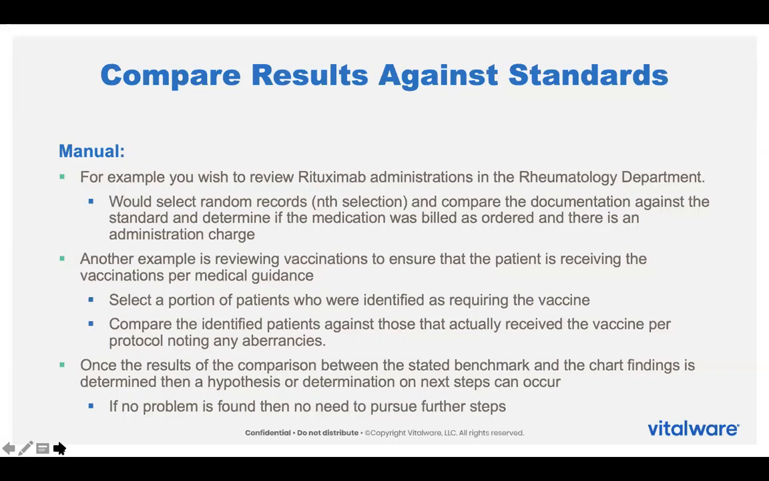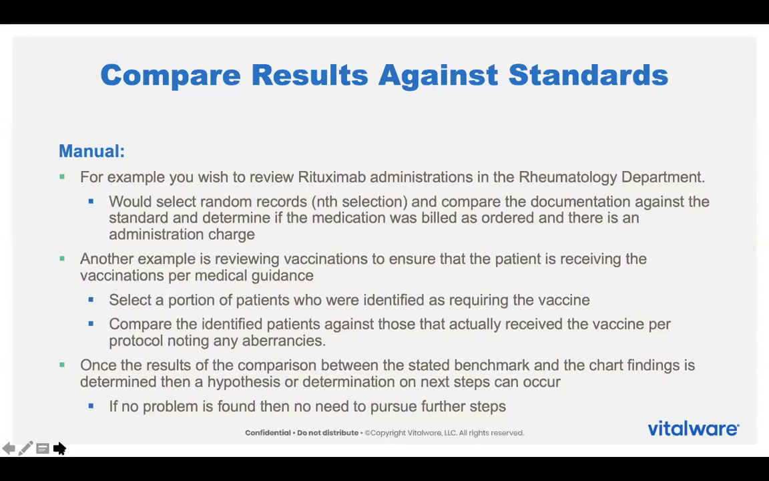You're going to compare step 3 results against the standards. You're going to select those random records. You're going to examine, for example, the vaccine, the patient receiving vaccines per medical guidance. That's a big population health and primary care, an AHRQ quality measure. Select the portions of patients that were identified as requiring the vaccine and how many received it.